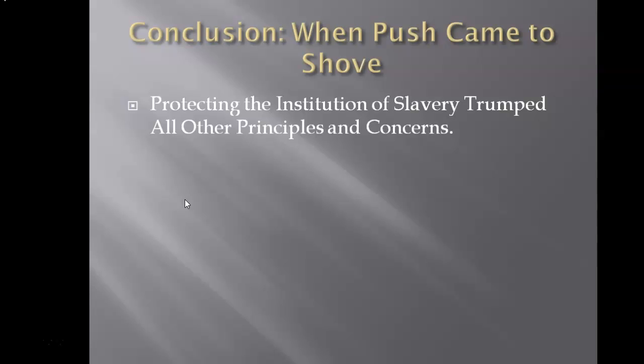So, what's the conclusion? Simple. When push came to shove, what did the South do? It protected the institution of slavery, and that trumped all other principles and concerns. It doesn't mean that the South wasn't more committed to states' rights than the North. It doesn't mean that there weren't economic concerns in the South. Certainly, you can't really separate the institution of slavery from that because, as I said, the South would be impoverished. And in fact, they were when slavery was abolished, because when the 13th Amendment was ratified, which really is the end of slavery, not June 19th, that meant that the South instantaneously lost $4 billion in capital.